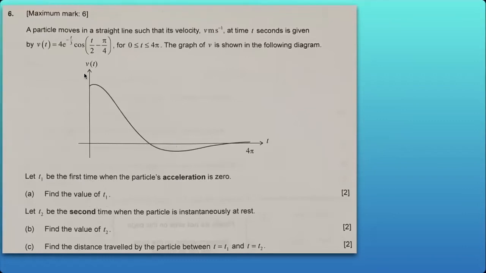This is a velocity time graph. Therefore, the gradient gives us acceleration. When the particle's acceleration is 0, it means the gradient is 0, which can be located at the maximum or minimum point. Now the question says the first time. Therefore, the acceleration is 0 at that point there. So we need to find t1 at that maximum point.